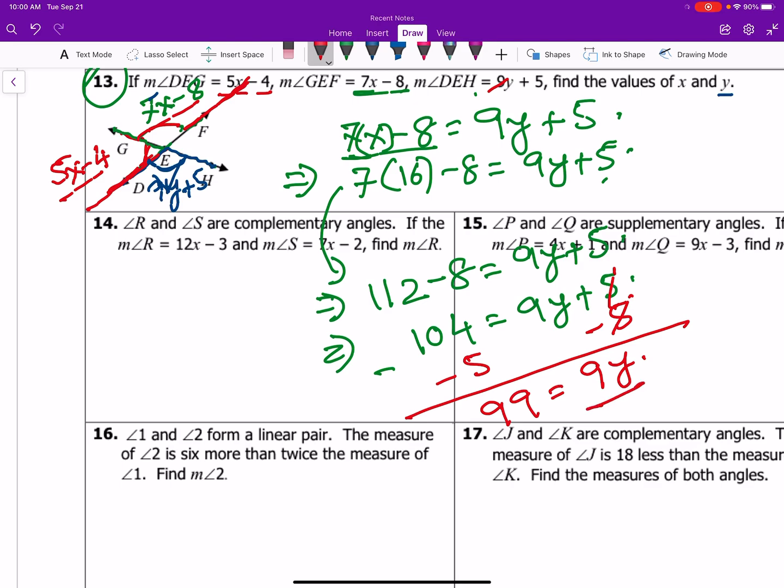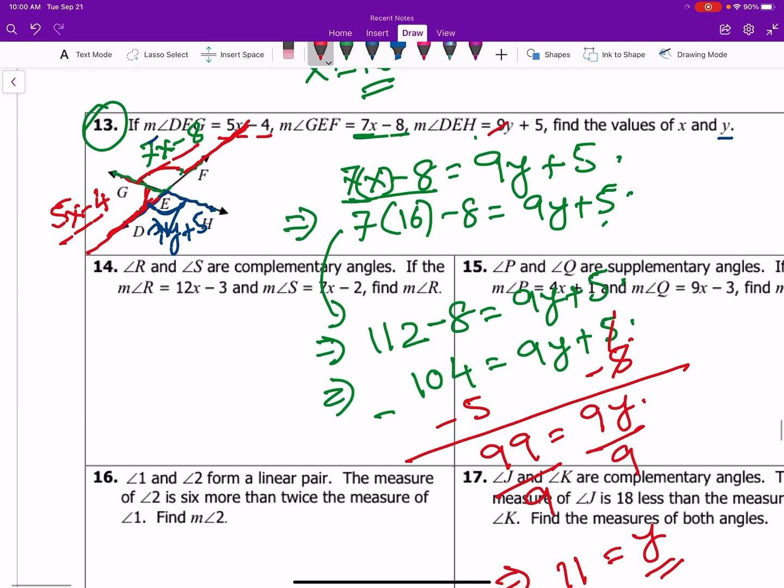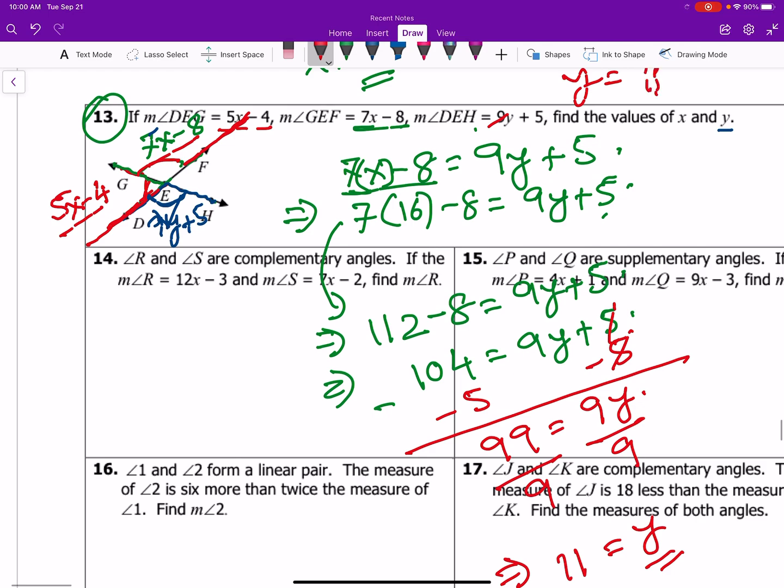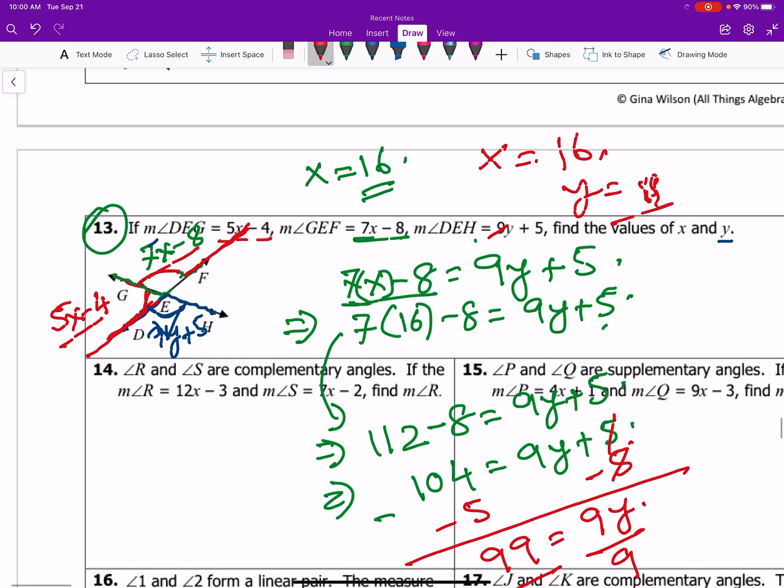This comes out. So we divide it by 9, we get 11 equals y, okay? So our response is x equals 16 and y equals 11, all right? So that's our solution, okay?